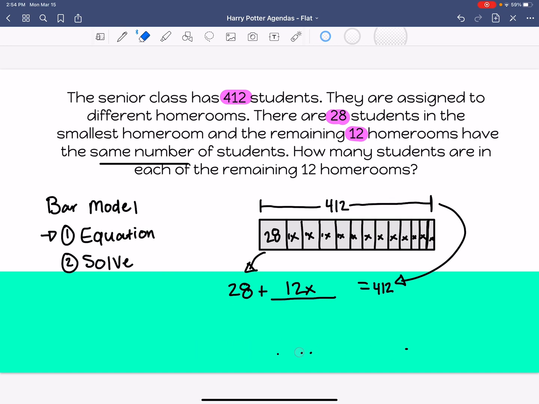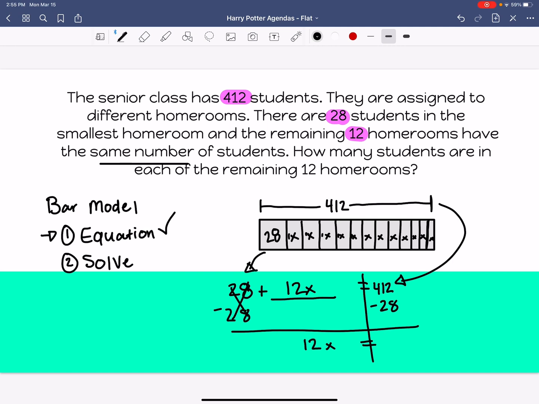And now we're going to solve for x. So we got an equation, and it's 28 plus 12x equals 412. And now we're going to solve. So if we subtract 28 from both sides, we're left with 12x equals, now this is where we use a calculator if we're not sure about our math.